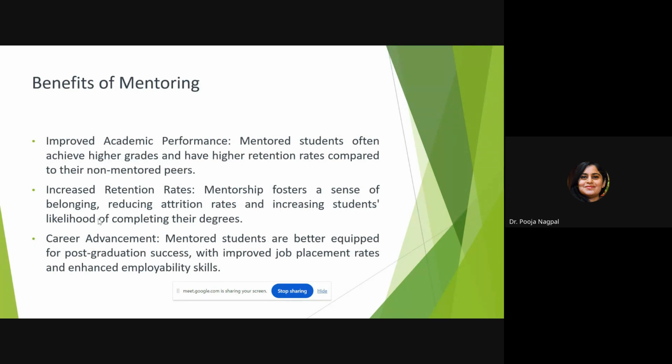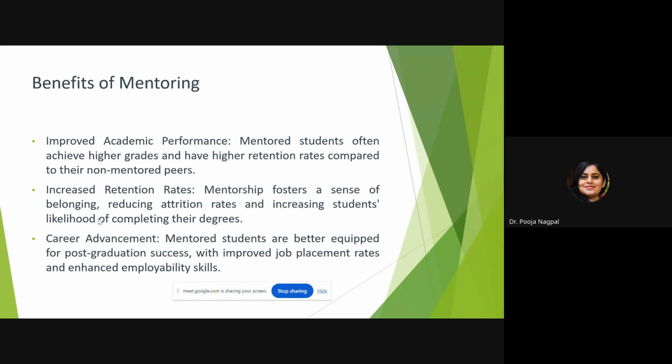Now, why do we need mentoring? That means the benefits of mentoring. So first, the objective is improved academic performance. What is the basic purpose of mentoring? That we need to improve the academic performance of the student. Mentored students often achieve higher grades and have higher retention rates compared to their non-mentored peers. There are too many case studies which prove that students who take mentorship programs perform better in academics as well as in other areas, while students who are not taking any mentorship have lower performance.